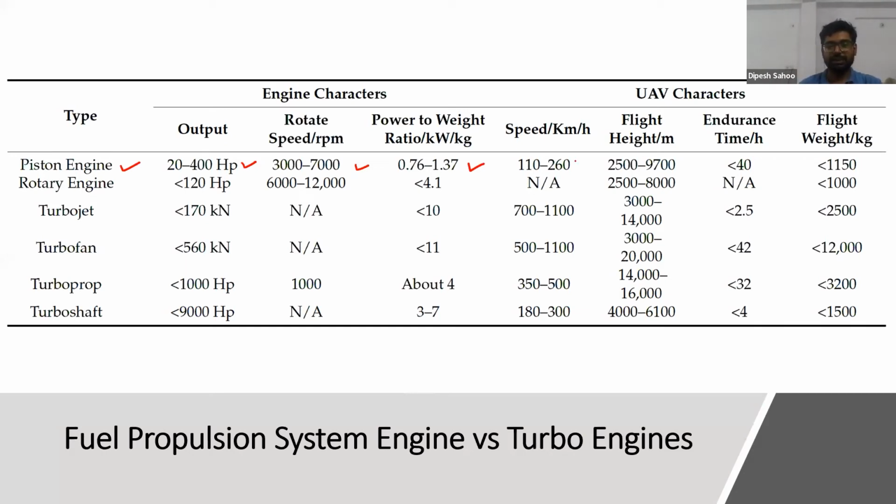The speed we achieve in our drone is generally 110 to 260 km per hour with piston engines. Flight height is generally 2500 to 9700 meters. Endurance time is less than 40, very low endurance. Flight weight is generally less than 1100 kilograms. This is endurance time in hours, height in meters, speed in kilometers per hour, and power to weight ratio in kilowatts per kg.